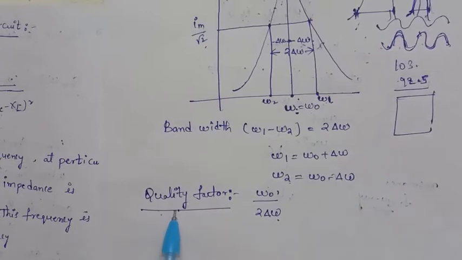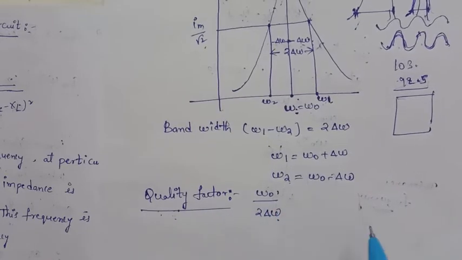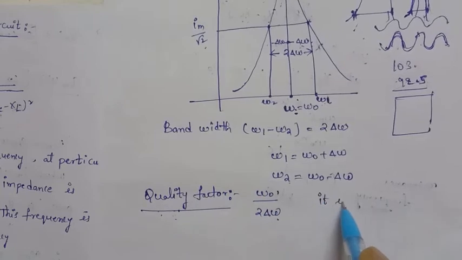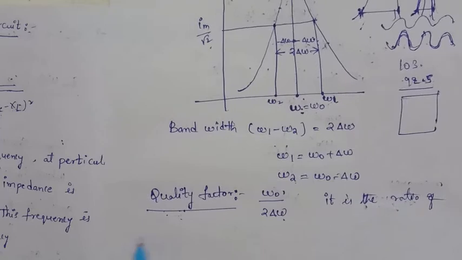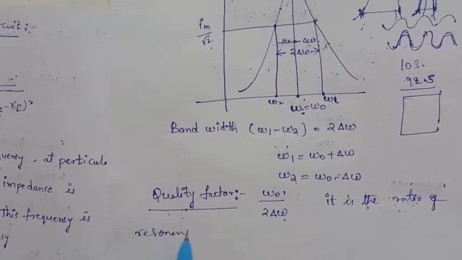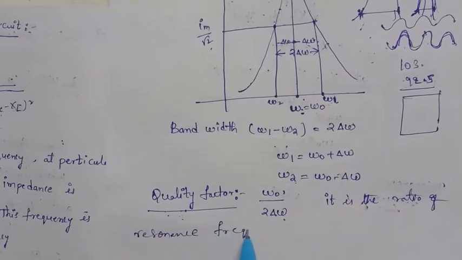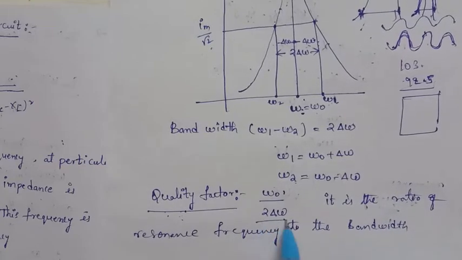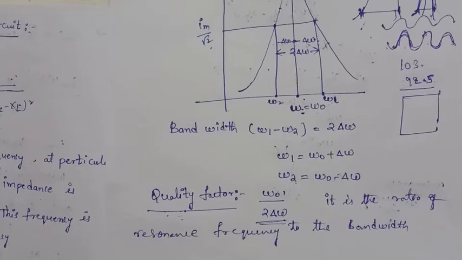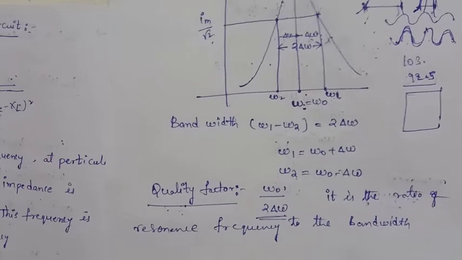So at that time, how do we define the quality factor? The definition of quality factor is the ratio of the resonance frequency to the bandwidth. This bandwidth depends upon the inductor, capacitor and resistor values. So now we will derive the expression.